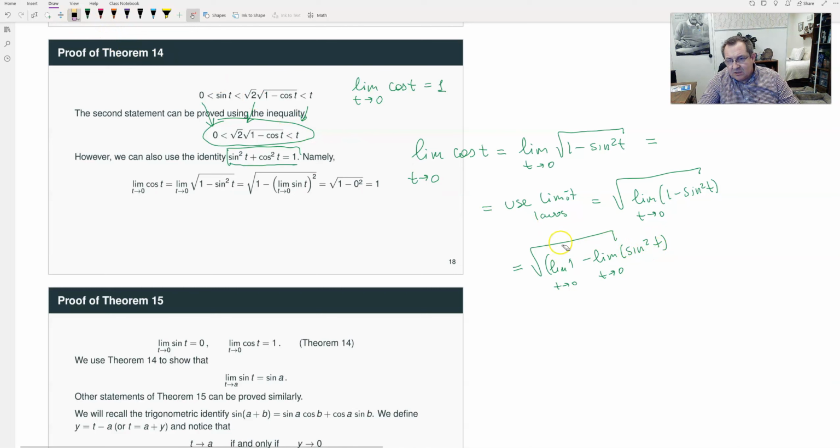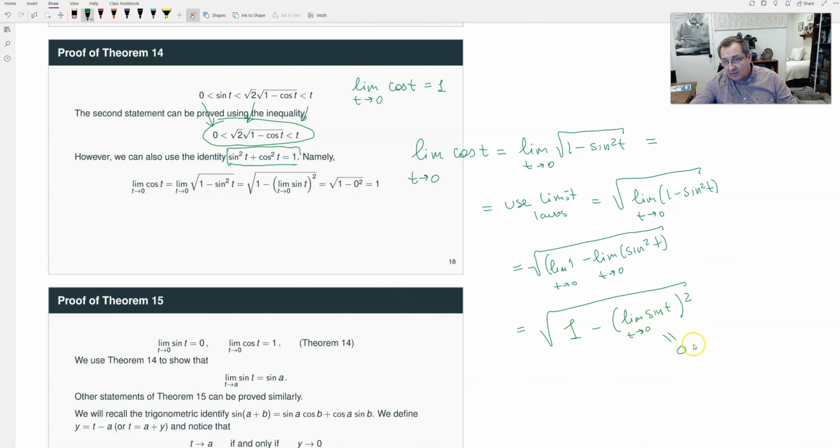Let me correct that square root so it looks a little bit more natural right here. And then I realize that the first term is just 1, but the second term is this. We can put the limit inside the square, and we will have the limit as t goes to 0 of sine t. And we just established that that limit is 0, so we're looking at 1 minus 0 squared, which is overall equals 1. Here we use limit laws and the limit we just established to establish the second step.